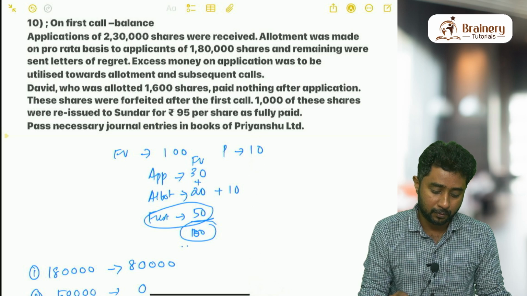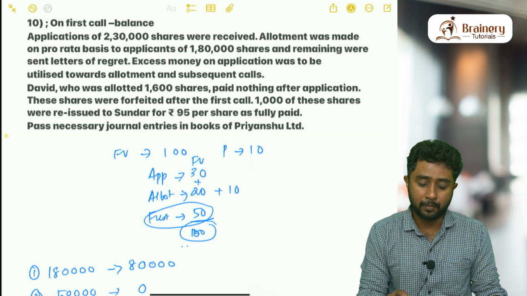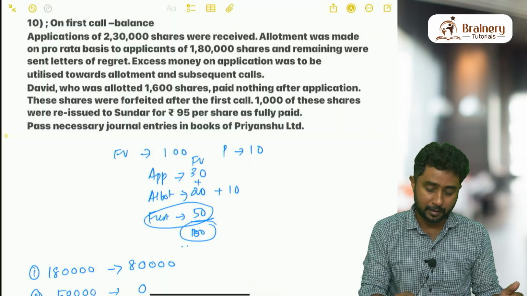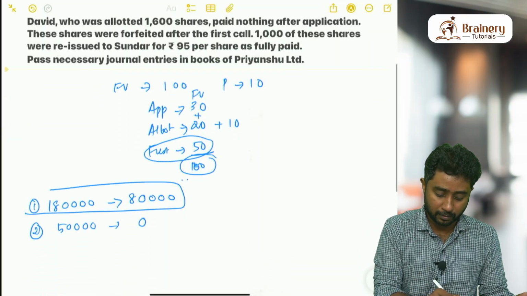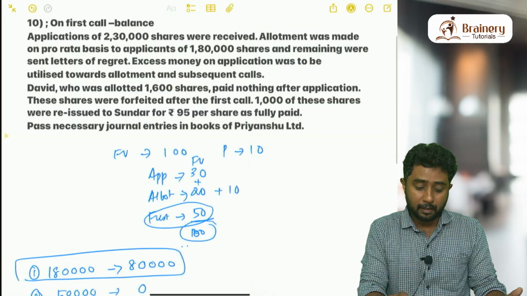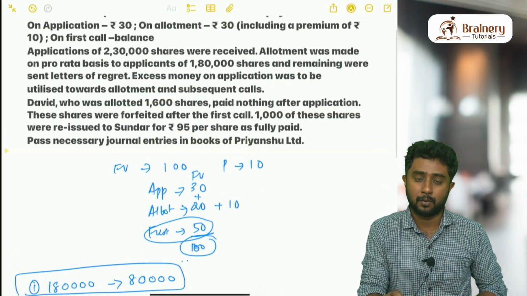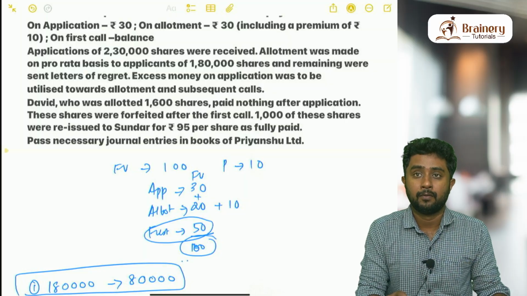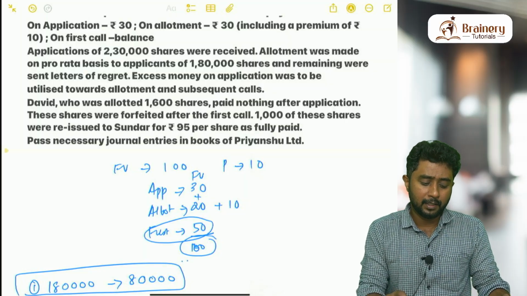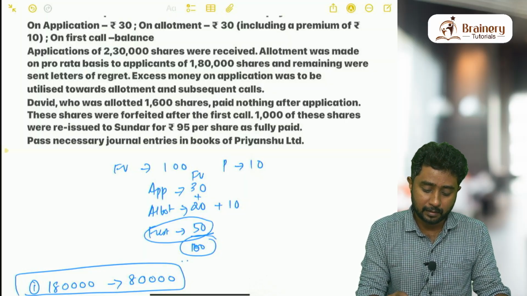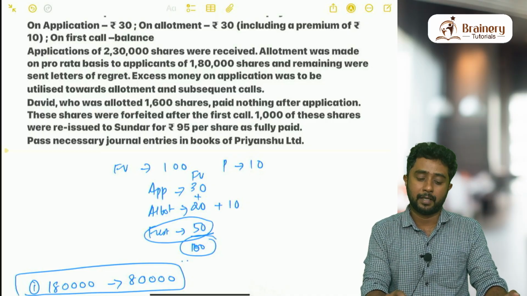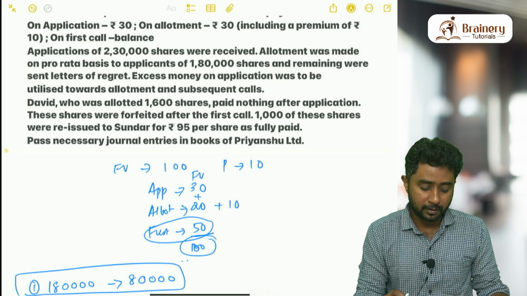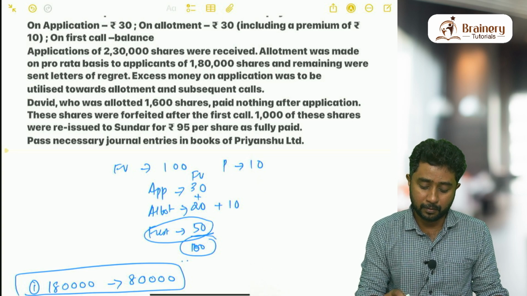Excess money on application was to be utilized towards allotment and subsequent calls. That means if any extra money someone has paid, obviously extra money has been paid by the category 1 shareholders, so that money can be utilized for allotment as well as calls. Only one call is there, the first call, so we can use the amount there also. David, who was allotted 1,600 shares, paid nothing after application. That means he has paid only application money. These shares were forfeited after the first call. 1,000 of these shares were reissued to Sundar for 95 per share as fully paid.